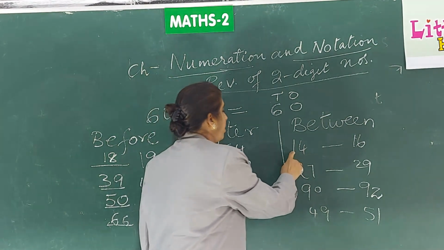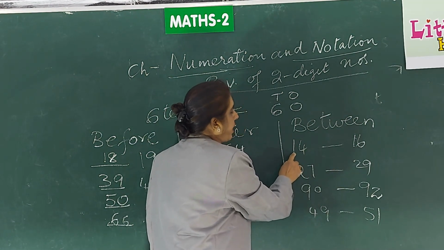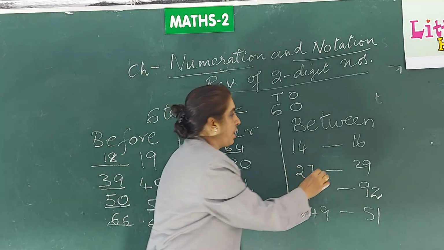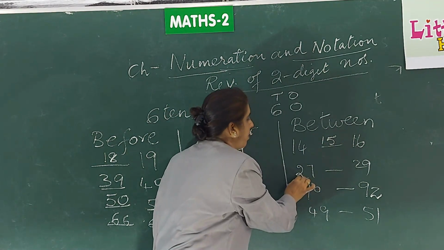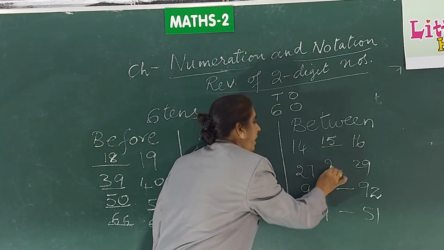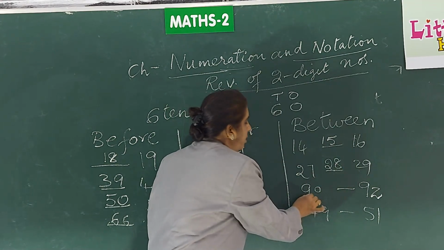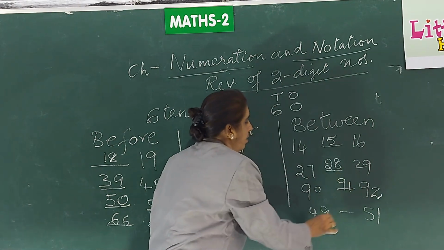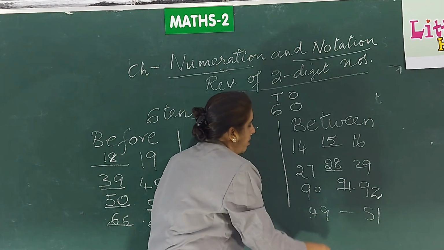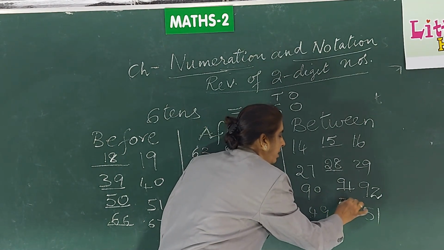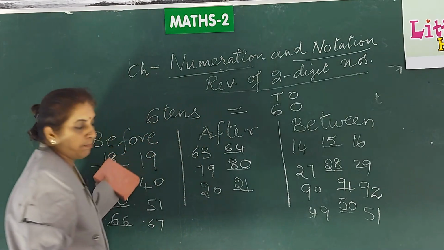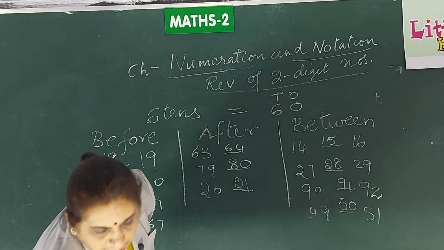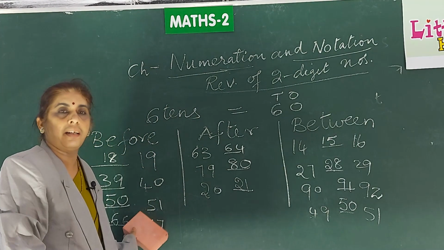Between number is also just like after number. The number that comes between 14 and 16. The number after 14 is 15. 27, 29. 28 is the between number. 90, 92. After 90, 91. 49, 51. 50 is after 49. In this way you can complete them, and there are many exercises on pages 9 and 10. You can complete all these exercises.